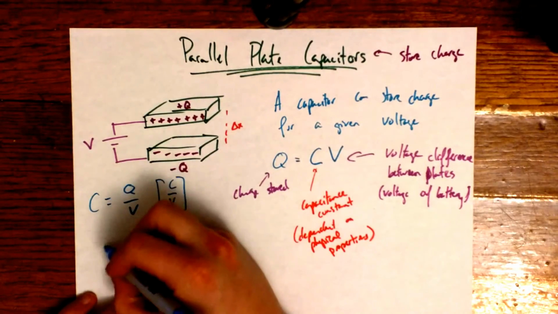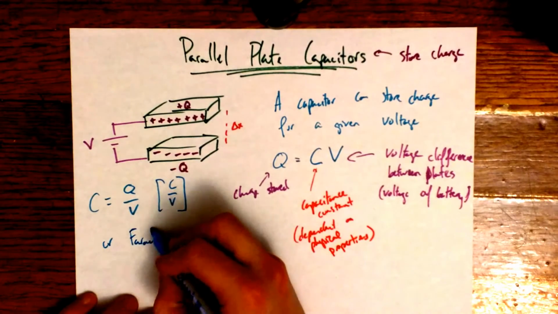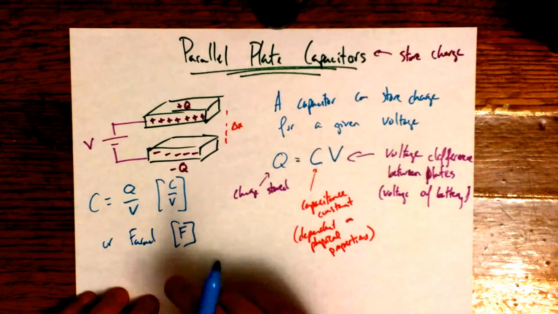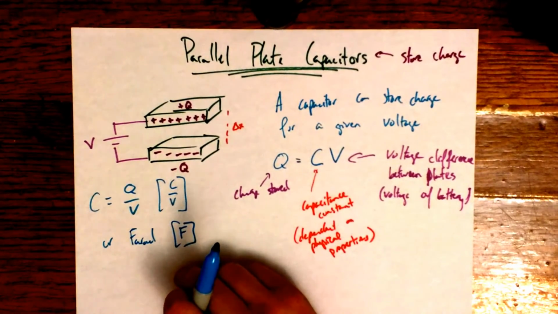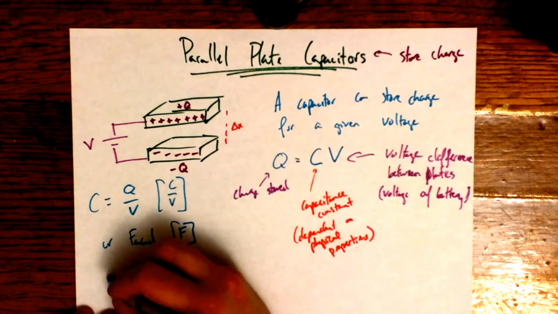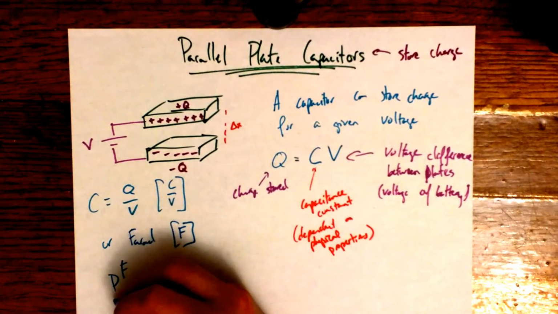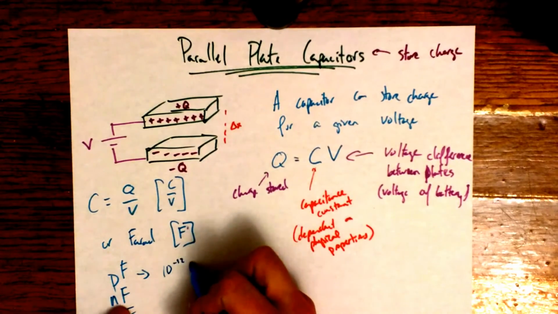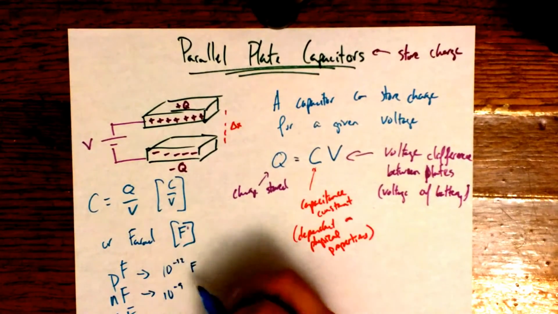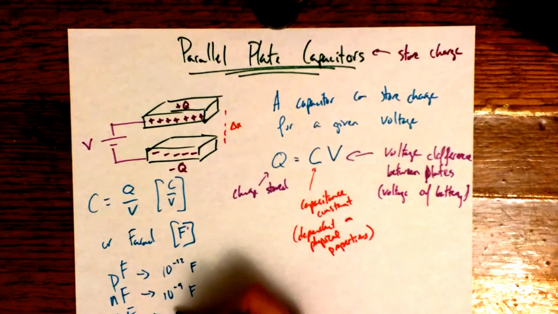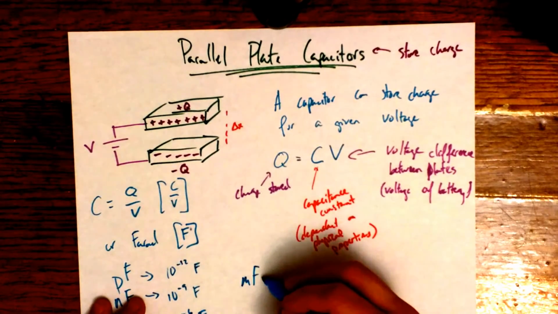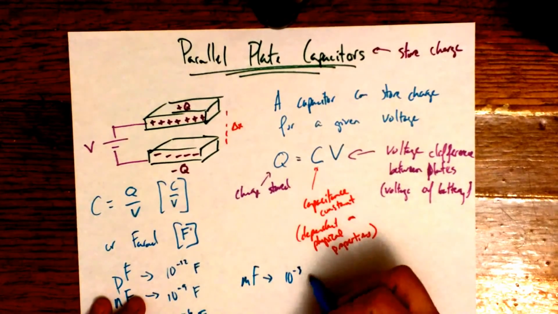That's also defined as a farad, which is F. So when we're talking about capacitance, we'll speak of farads. 1 farad is huge, so we'll typically talk about a picofarad or a nanofarad or a microfarad. These are equivalent to 10 to the negative 12th farads, 10 to the negative 9th farads, 10 to the negative 6th farads. We might even speak of millifarads, which is 10 to the negative 3rd farad.